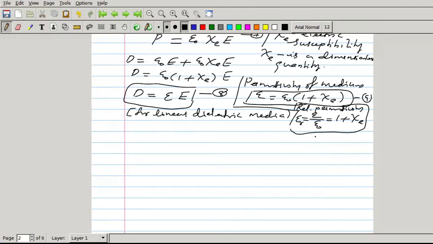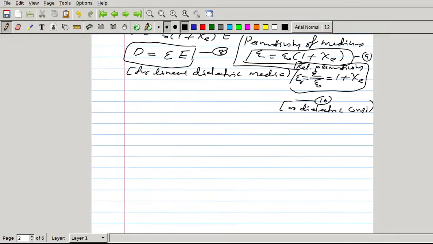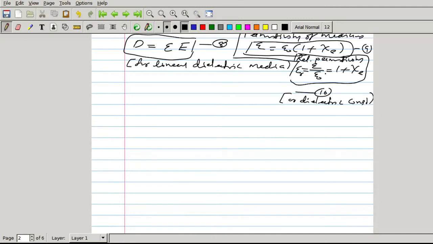This relative permittivity, epsilon r, is also called the dielectric constant. So the dielectric constant is given by the relative permittivity, 1 plus chi. So we can write D equal to epsilon E for a linear dielectric media.